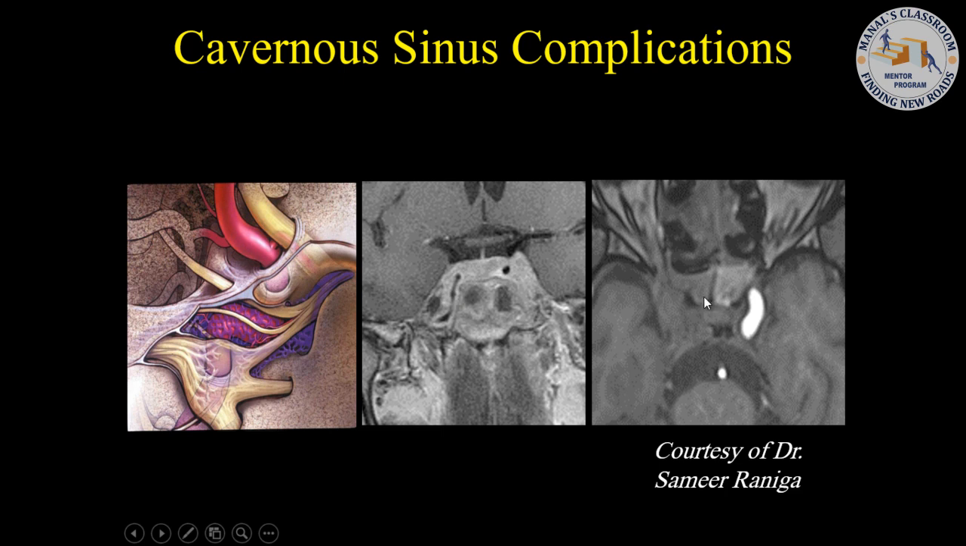And in this case, there's complete involvement and complete occlusion of the right internal carotid artery, and these are all complications. We talked about those, cavernous sinus thrombosis, earlier, and these are just two more examples of phlegmon extending into the cavernous sinus.